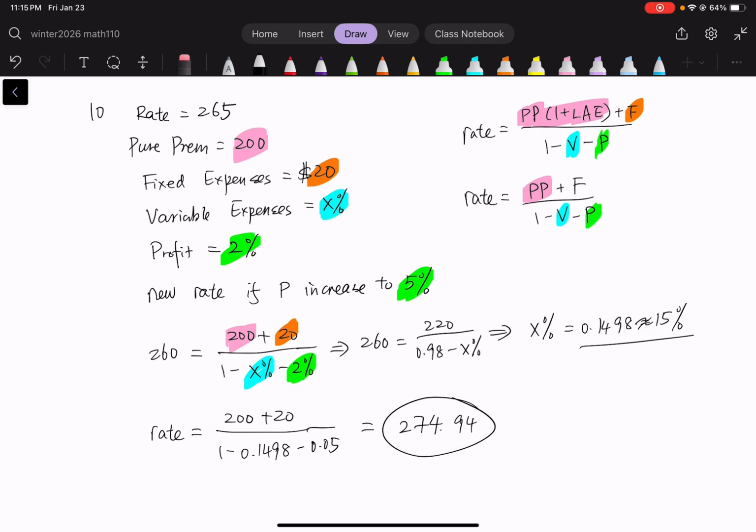$274.94. So you obviously are asking a higher profit, from 2 to 5, and then you obviously also need to charge more money. Originally you were charging $260. Now you have to have $274 in order to give you 3 additional percent in terms of profit.